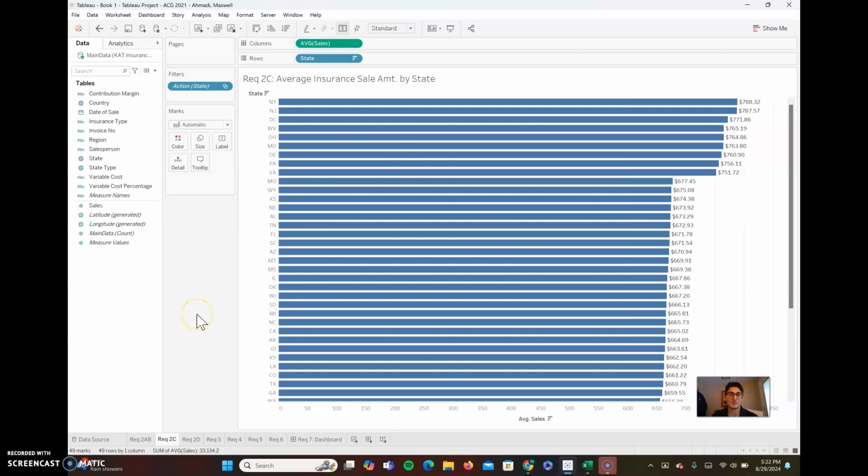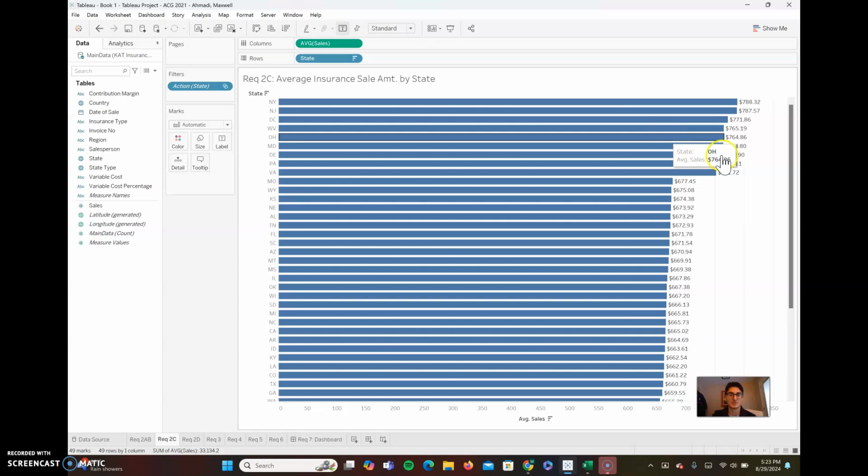Then in requirement 2C, we're asked to look at average insurance sales amount by state. Again, looking at those three leaders, New York, New Jersey, and DC, all coming in between $770 and $790 per insurance sale on average. I don't know much about insurance sales, but that first blockade of about 9 to 10 states is about 10 to 15% higher than their predecessors, which are in the 670s and 660 area for what we'd call our middle blockade of data.